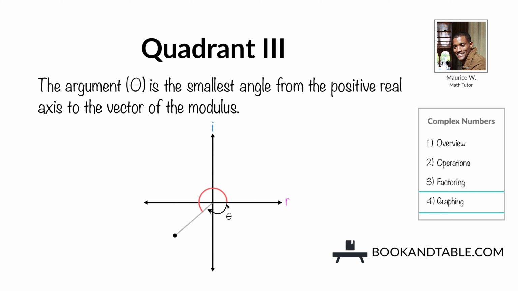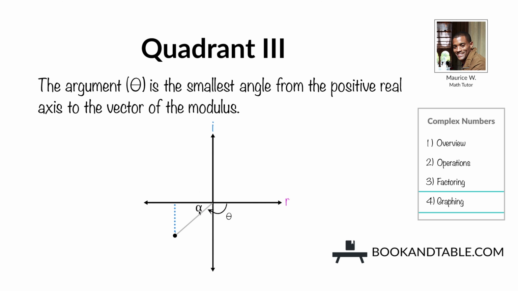Again, the argument, or theta, is the smallest angle from the positive real axis to the vector of the modulus. So previously we were moving counterclockwise to get to the vector of the modulus, but in this case it would always require us to go beyond 180 degrees, which means moving counterclockwise from the real axis is not the way we want to go when we are finding the argument in the third quadrant. Instead, we want to move clockwise to get to the vector of the modulus. That will now be our theta, or argument.